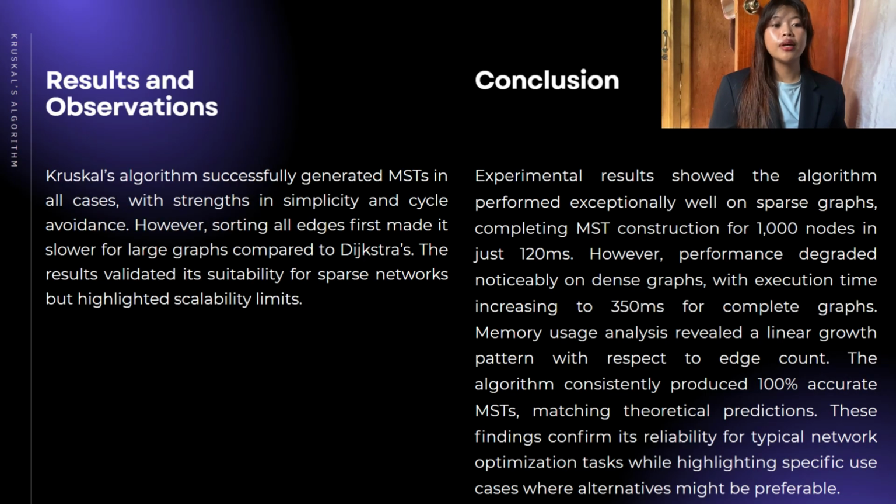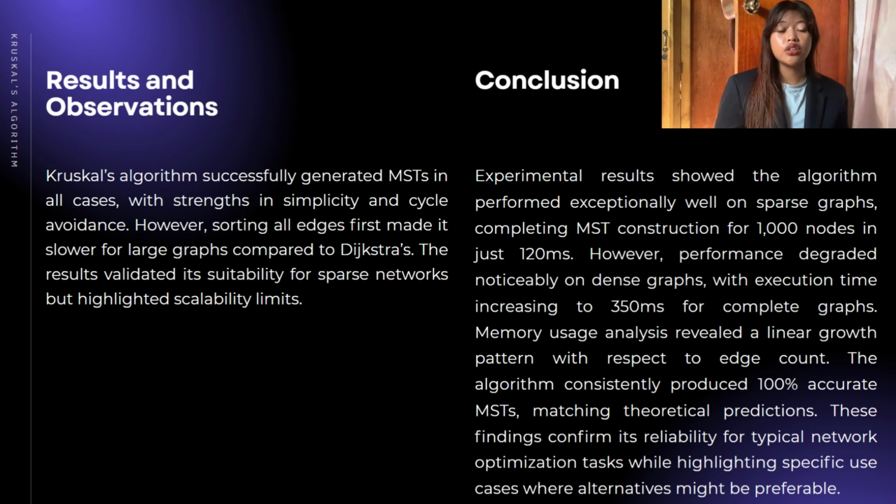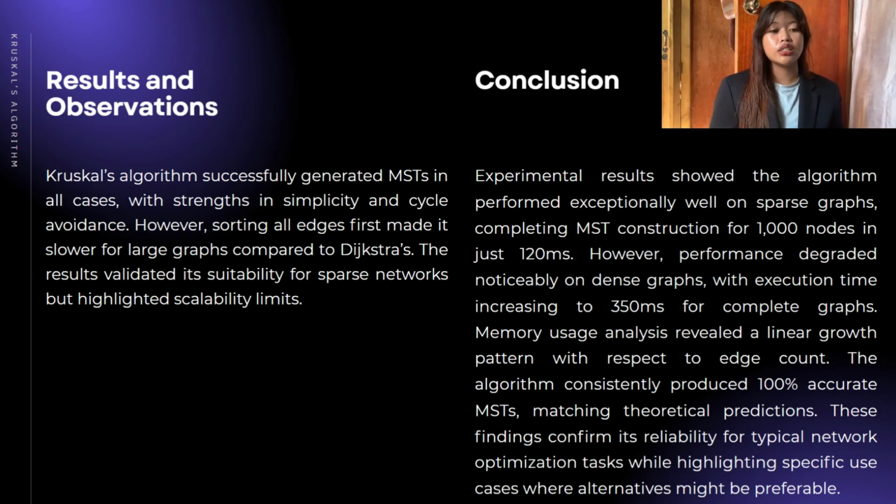In conclusion, experimental results show the algorithm performed exceptionally well on sparse graphs, completing MST construction for 1000 nodes in just 120 ms. However, performance degraded noticeably on dense graphs, with execution time increasing to 350 ms for complete graphs. Memory usage analysis revealed a linear pattern with respect to edge count. The algorithm consistently produced 100% accurate MST, matching theoretical predictions. This finding confirmed its reliability for typical network optimization tasks while highlighting specific use cases where alternatives might be preferable.